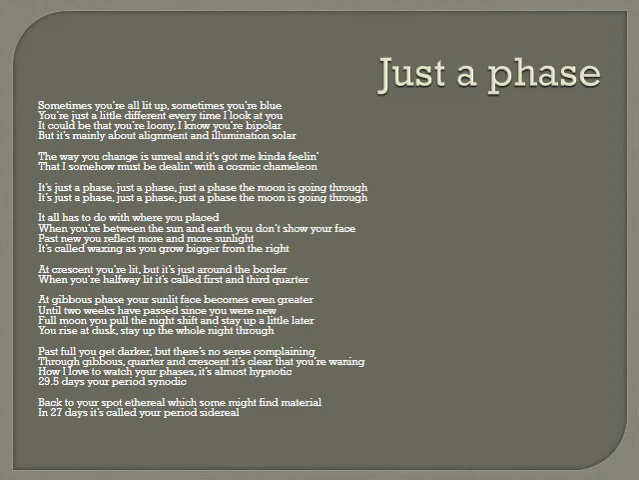See, the whole thing depends on where you're placed. When you're between the sun and earth, you don't show your face. Past new, you reflect more and more sunlight. It's called waxing as you grow bigger from the right. At crescent you're lit, but just around the border. When you're halfway lit, we call it first and third quarter. It's just a phase the moon is going through.